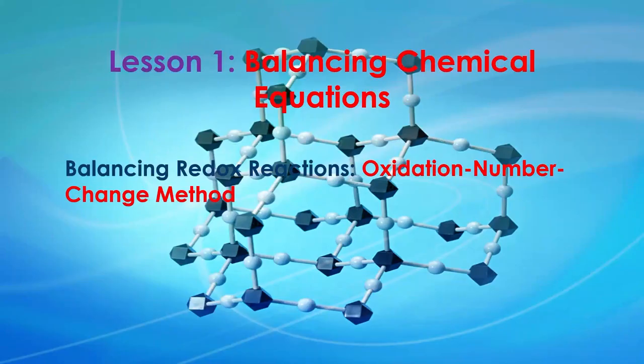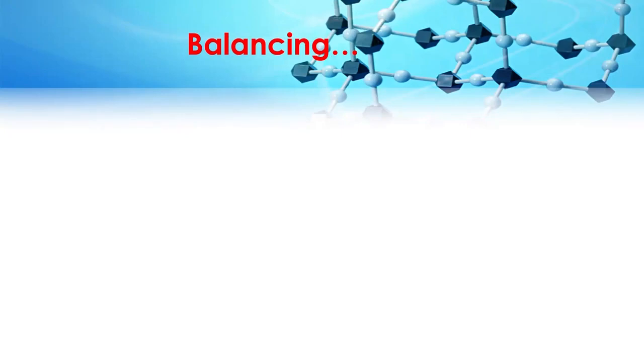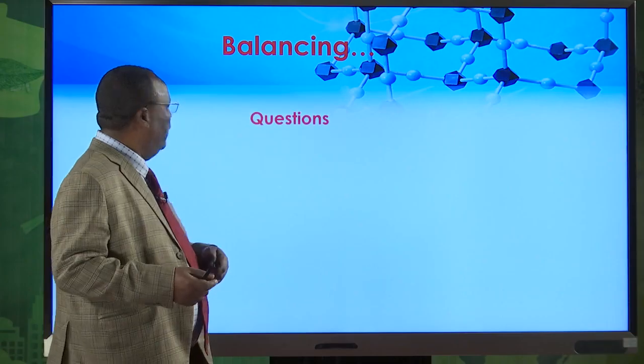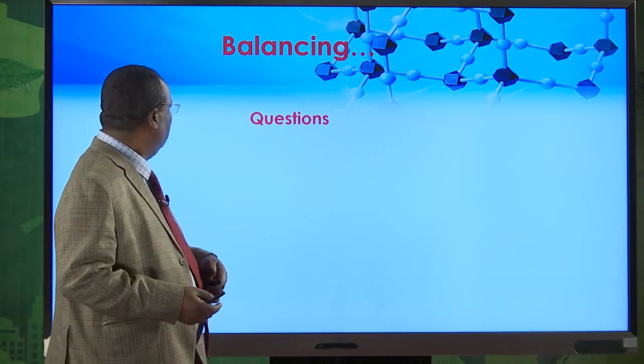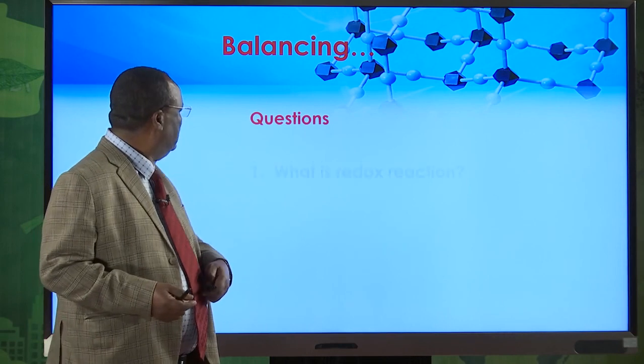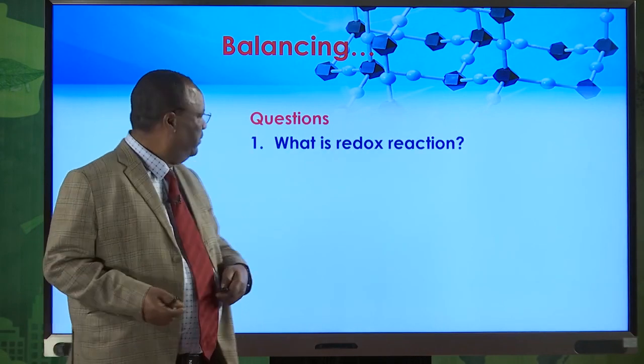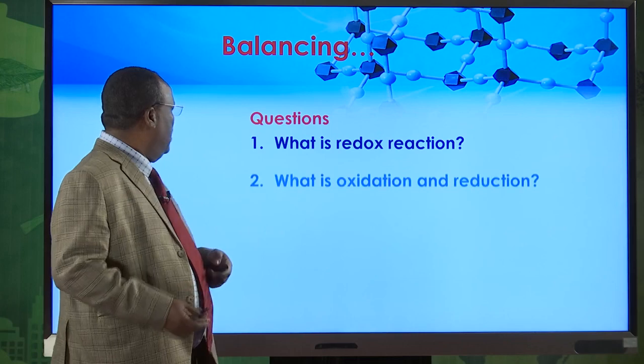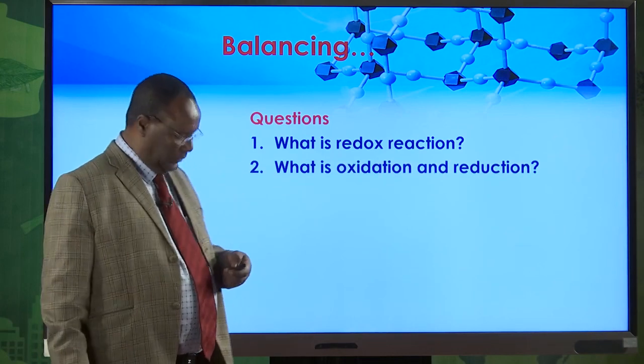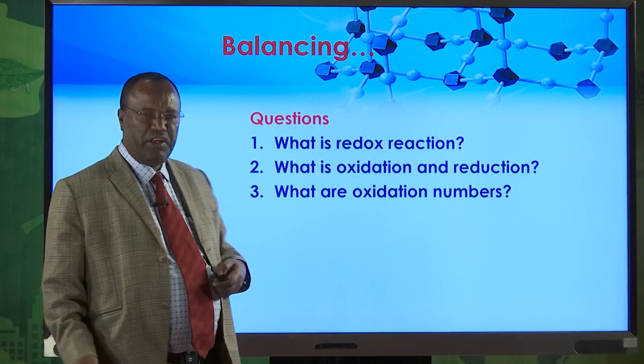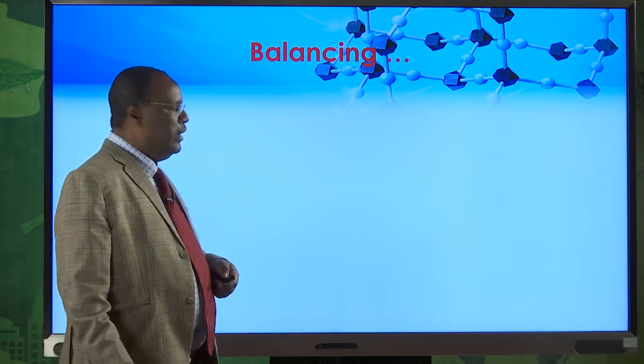The first lesson, balancing chemical equations. Balancing redox reactions using oxidation number change. Using oxidation number change, we will see how to balance chemical equations. Let me ask you a question. Try to answer the following questions. What is a redox reaction? What is oxidation and reduction? What are oxidation numbers? And so on.